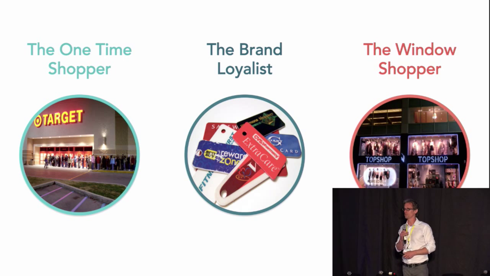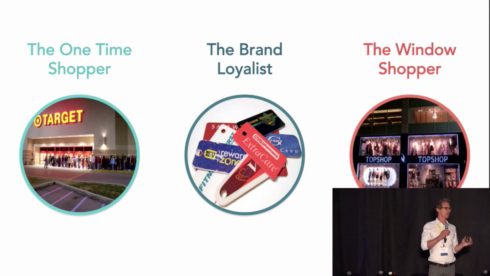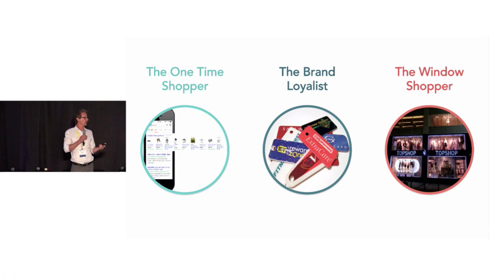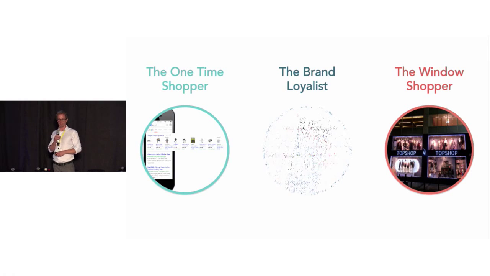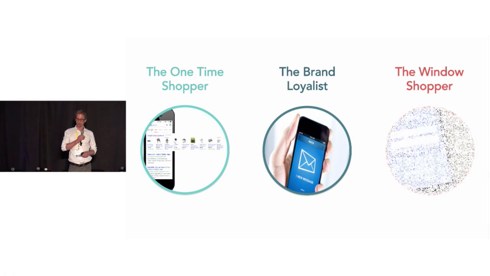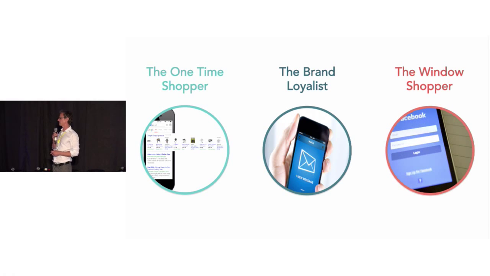So what I want to do now is show 3 examples of some best practices from Yozio's customers. I'm going to look at 3 different segments of users. First is the one-time shopper, and I'm going to use as that example someone who's searching for a product on the web, on a browser. The next is the brand loyalist, your best customers, and in this example, someone's receiving an email engagement campaign from you. And then finally, the window shopper who is coming across some content in social on Facebook.